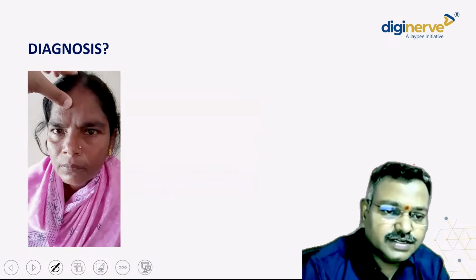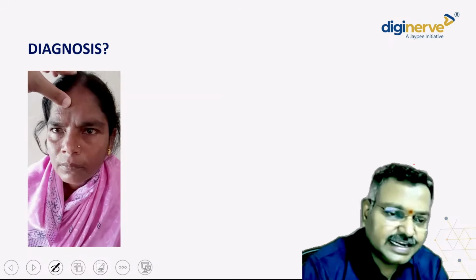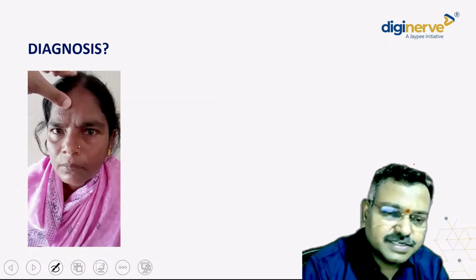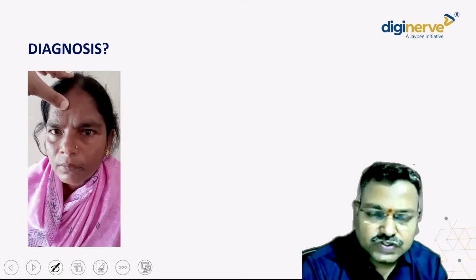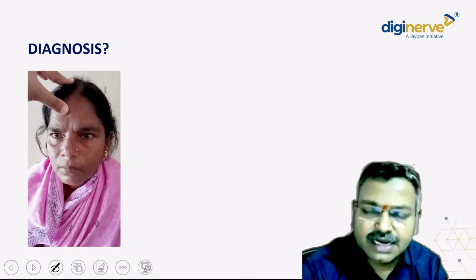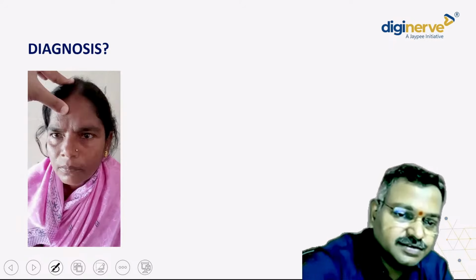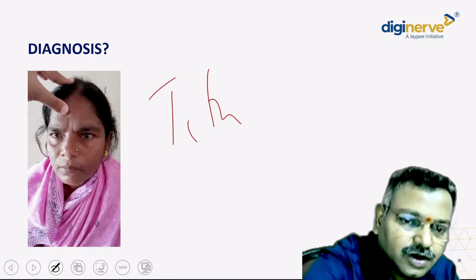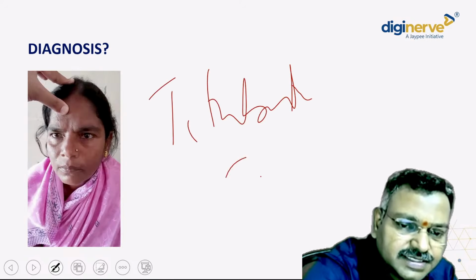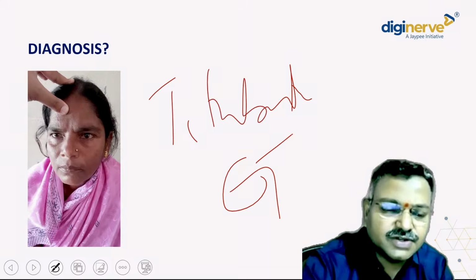So here you can see the head nodding, classical head nodding that you're seeing here. The patient is continuously head nodding. So this could be part of a cerebellar disease, what we call titubation. Or similar tremors can be seen with essential tremors also.